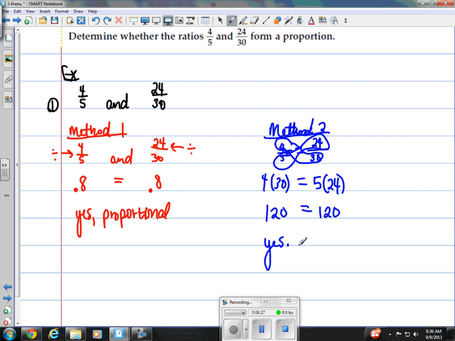And if you look at both of these, whether you do the division or cross products, as long as they equal the same thing, it's yes, they are a proportion. So method 2 is using our cross products.